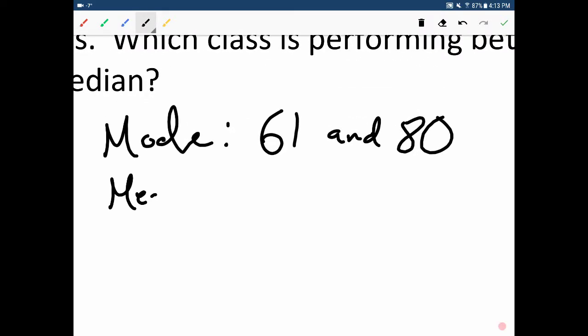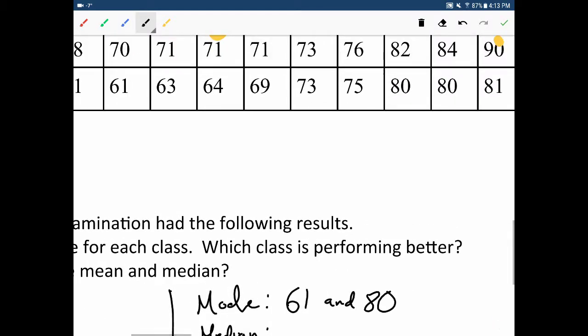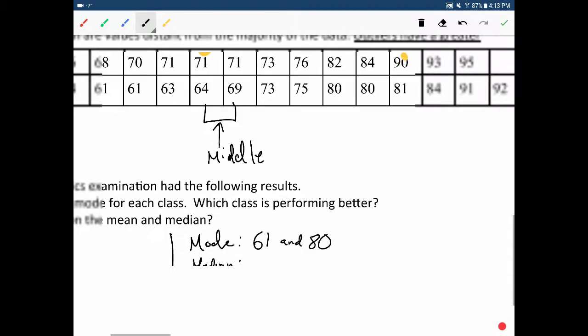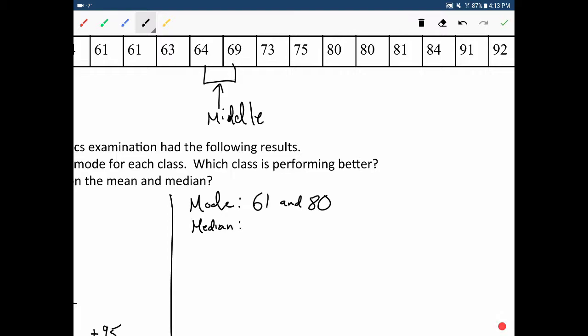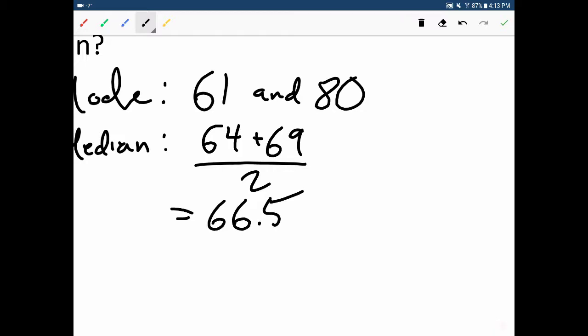All right, median. Again, slightly more difficult. So we're going to count in, and you're going to find that that is the middle right there. And you may notice that we have a 64 and a 69. Those are not the same. So we have to figure out what it is by adding those two numbers together. We say 64 plus 69, and we divide by 2. So that'll give us a median of 66.5.